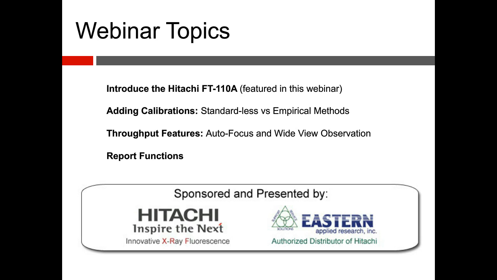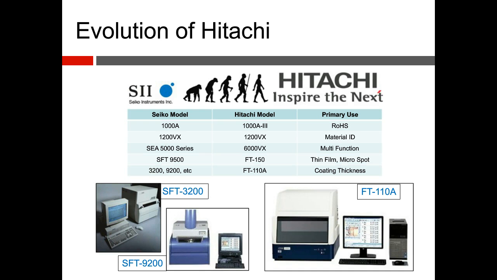So getting into the guts of this, the evolution of Hitachi, just want to point this out. Many of you may be familiar with the Seiko line of X-ray fluorescence equipment from the 80s and 90s and early 2000s. They had some very popular systems, and that has evolved into the Hitachi line of X-ray fluorescence equipment. So there you can see the Seiko models that you may or may not be familiar with, the current Hitachi models, and what their uses are. The top 2 there are for hazardous substance and elemental analysis. I do want to point out the 6000VX.